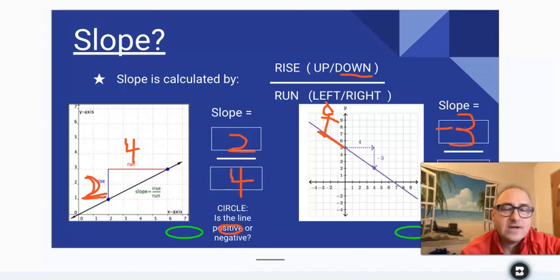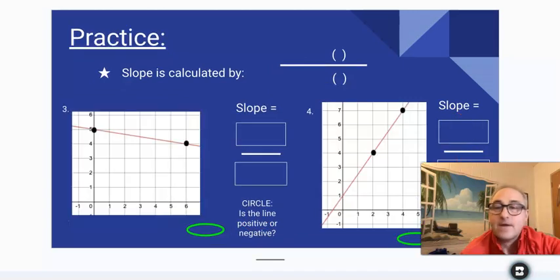And now I'm going to count my run. I go over 1 full box, 2, 3, 4. So my run is 4. So my slope here is -3 over 4, -3/4. And this is a negative slope because it's going downhill. Let's look at another slide.